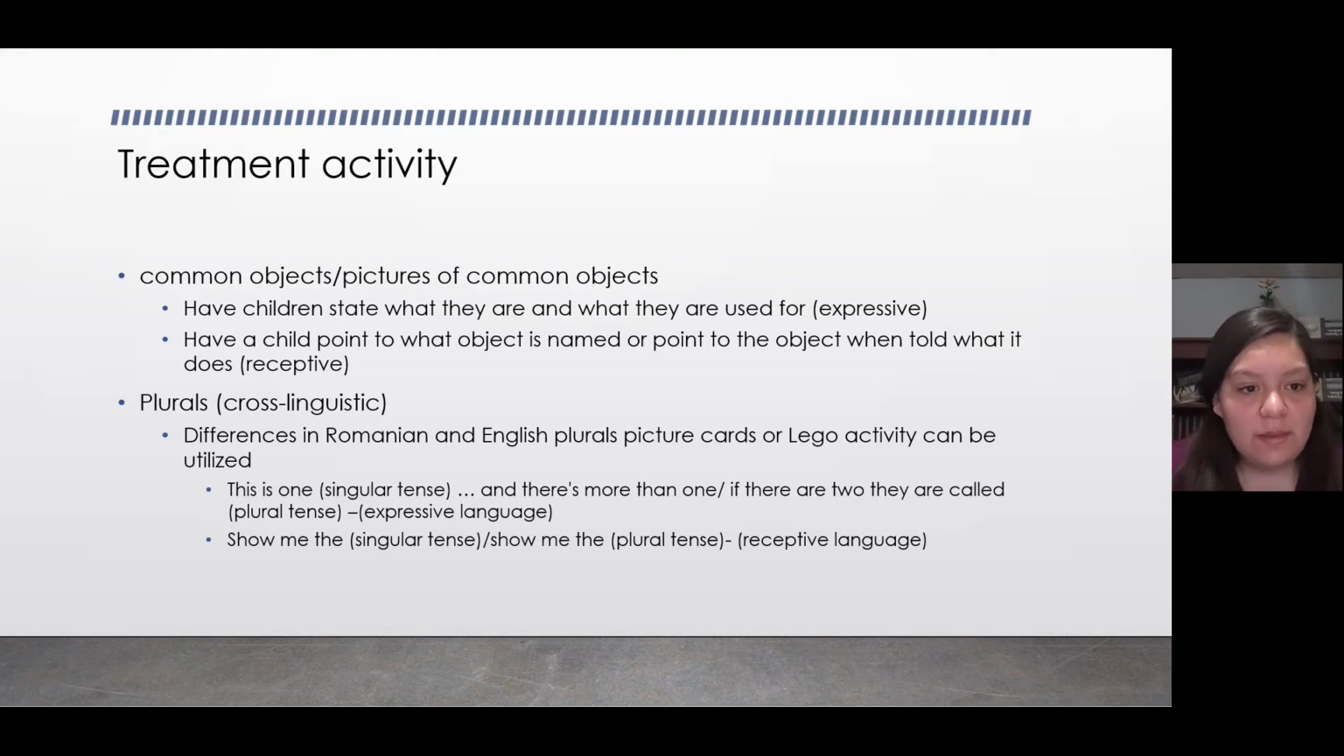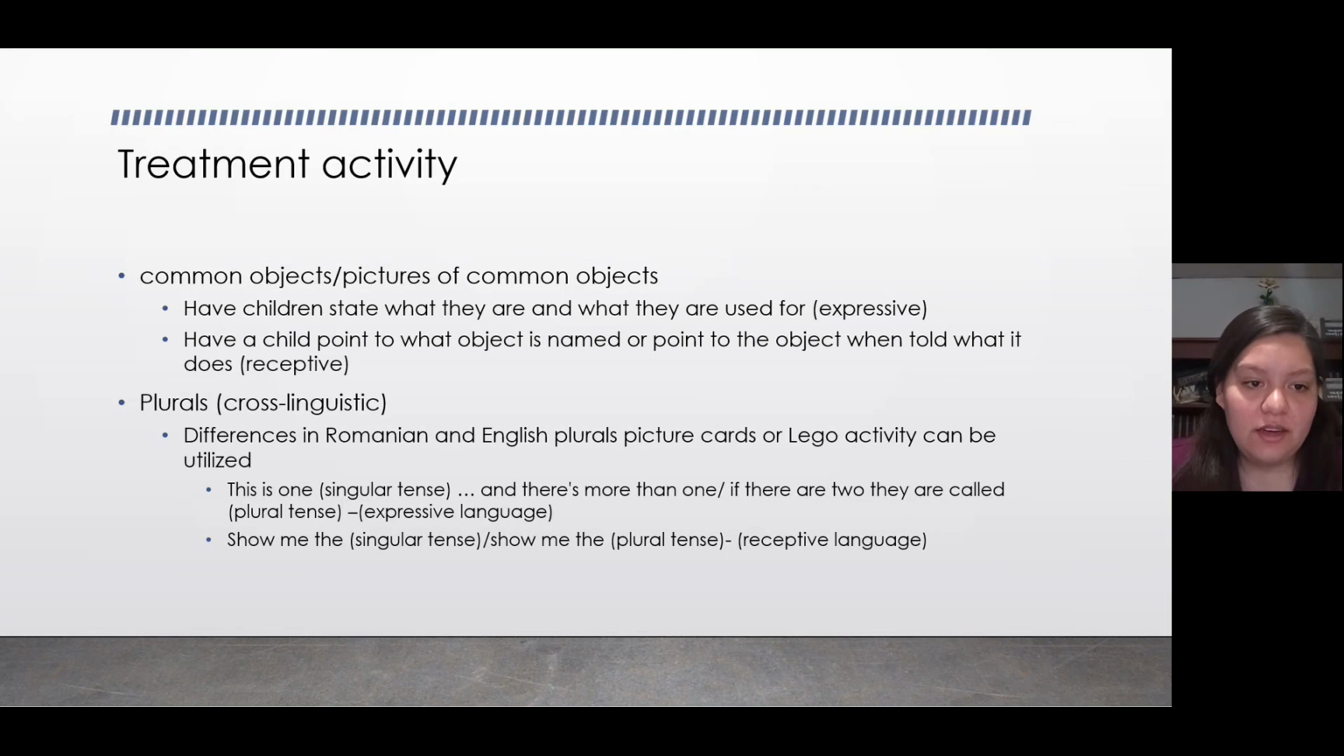And if you're trying to do receptive, you can have a child point to what object you name, or you could give the description of an object, and then have them point to it in maybe a field of 2 or 3. And then I put plurals, which would be the cross-linguistic. You could use pictures or objects, or you could use a Lego activity. You could be playing with blocks, and then say give me one, or give me Legos. Just working with the plurals.